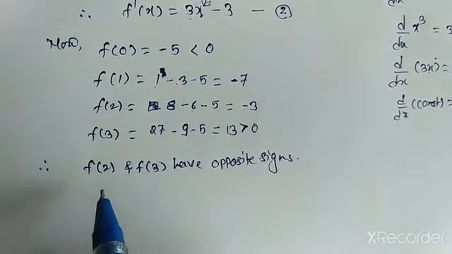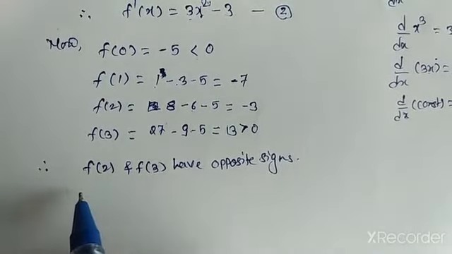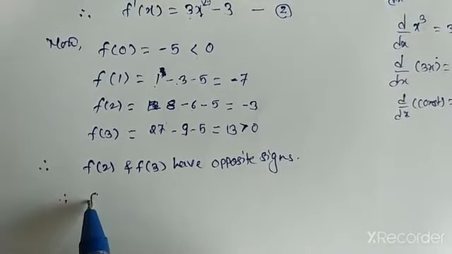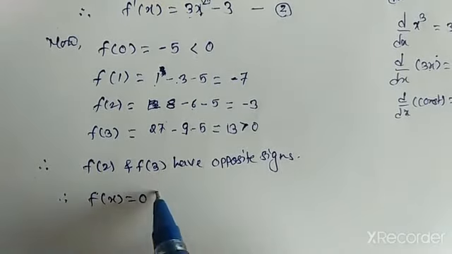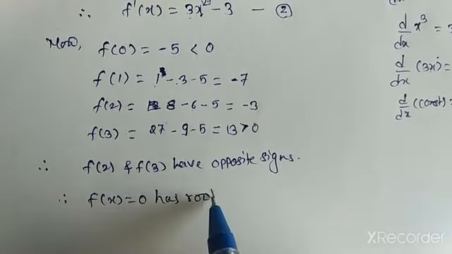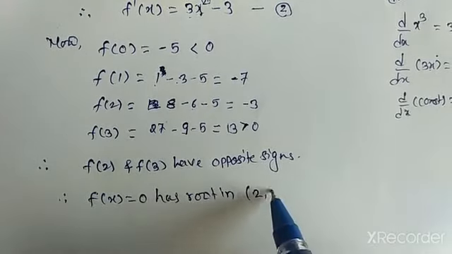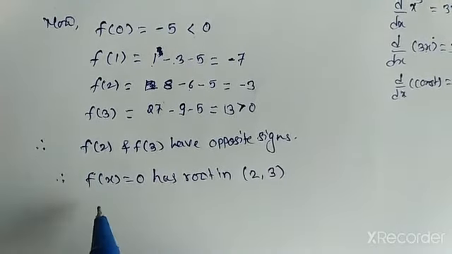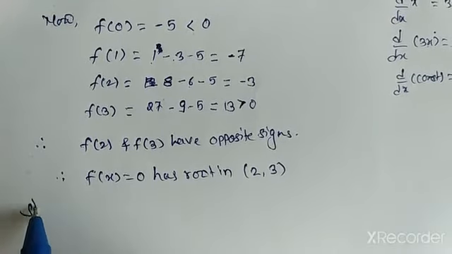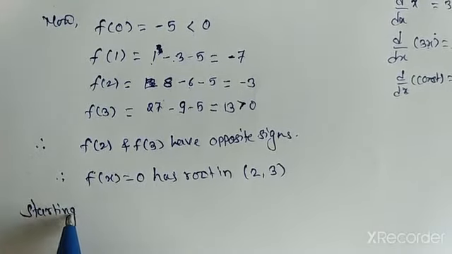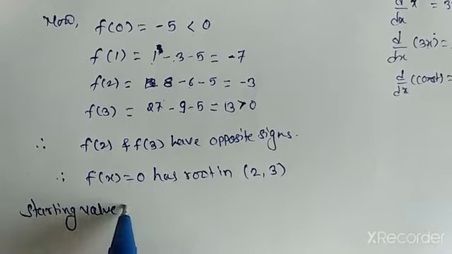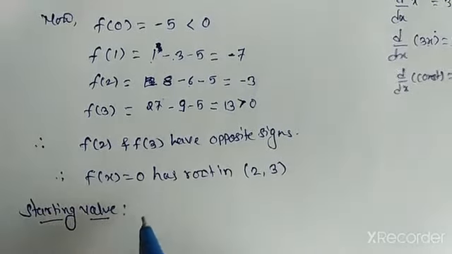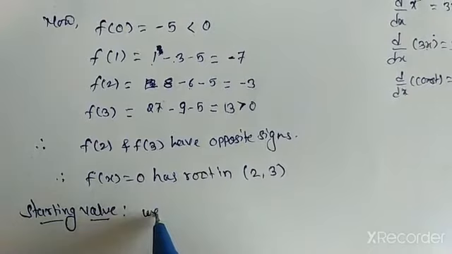Okay, so you can say that f of x is equal to 0 has a root in interval 2, 3. Okay, now here, for the starting value, you have to first consider the value of x naught.